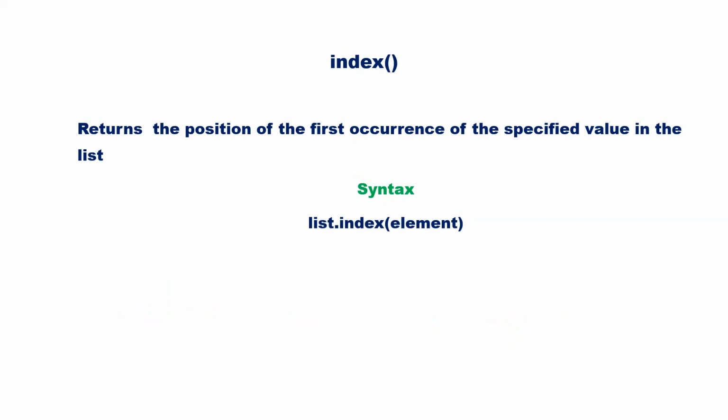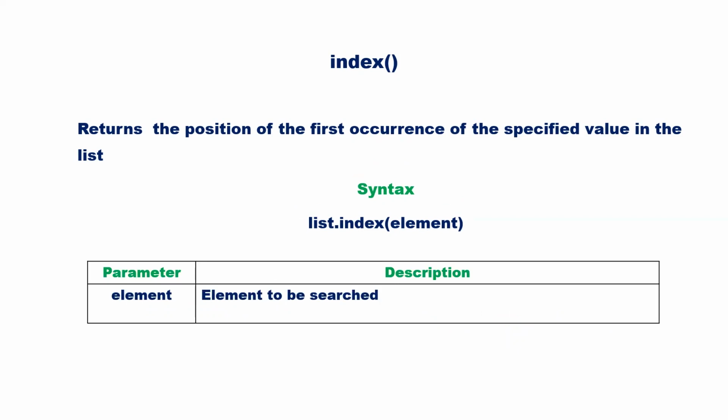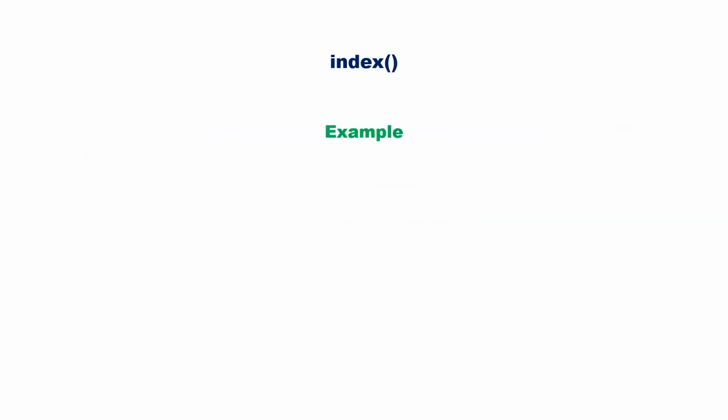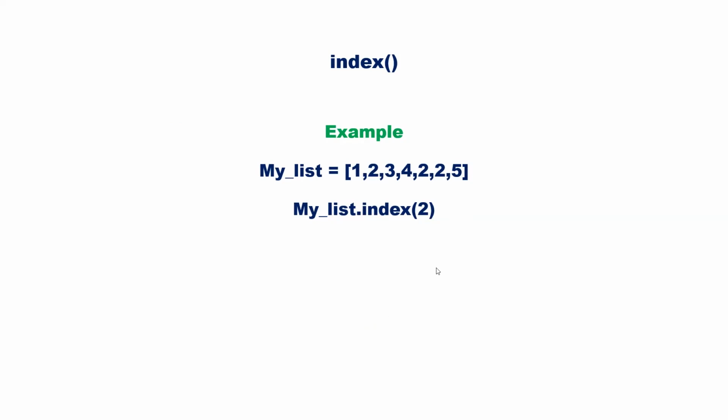So here, element is the value of which the index is required. For example, mylist.index(2). There are 3 occurrences of 2 in my list, but mylist.index will return only the position of the first 2. So here the index value of the first 2 is 1, so 1 will be returned. Here the index of 2 is stored in the variable position, and when we print position, you will get the value 1.